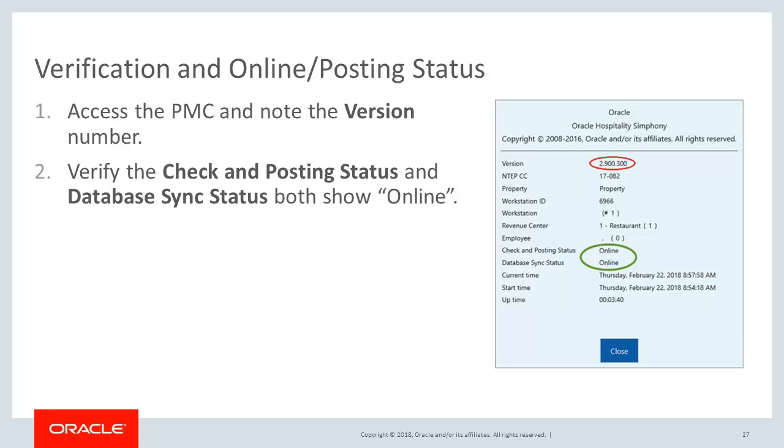Sign in and go to the Property Management console. You should see the current version number listed towards the top. Also, verify the check and posting status and database sync status both show online. If one or both are offline, begin the support and troubleshooting process for your organization.